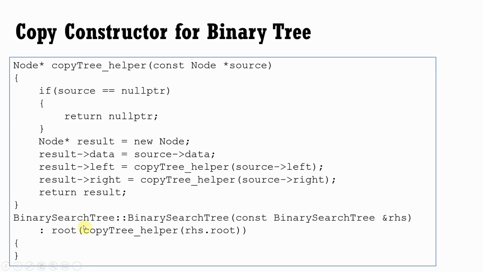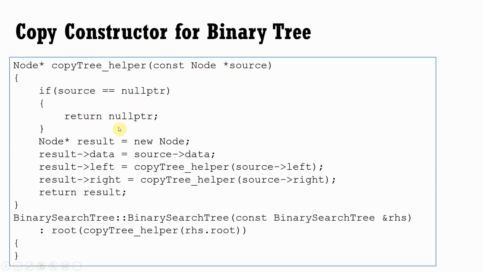So basically, we want the root of this object that is instantiated here, this tree that we want to instantiate, we want an instantiated tree that is a copy of another tree, the RHS tree. So we want the root of this one to basically point to a new memory location. And we want to start building a tree similar to the tree that we had. This is how it is done.